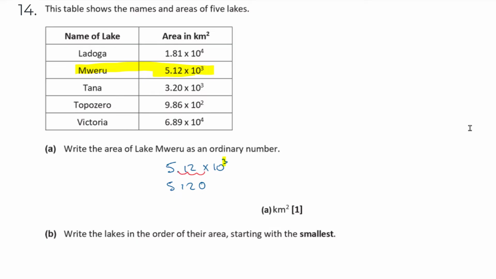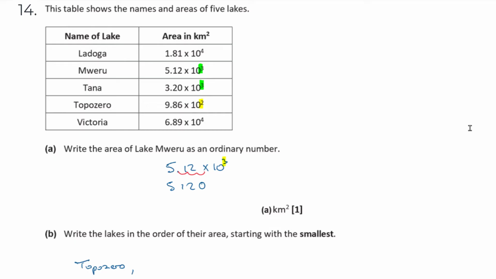Part B says write the lakes in order of their area, starting with the smallest. Okay, well the one which is the smallest is going to be the one with the lowest power, isn't it? Because that is going to be the smallest magnitude. So this one here with the 2, that is going to be the smallest. So Topozero is the smallest. Okay, next power of 10 up is 3. So 10 to the 2 is hundreds, isn't it? And 10 to the 3 is in the thousands.